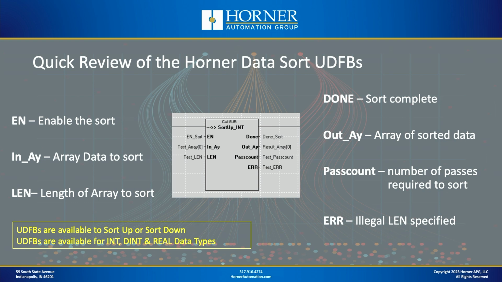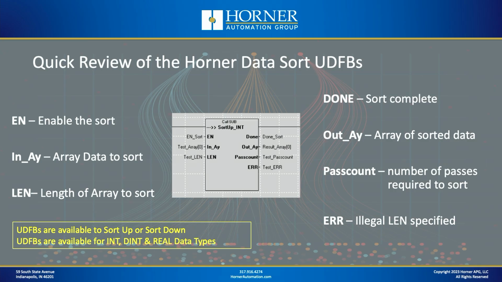This is the last bit of review I'm going to do, and this is an example of one of the existing data sort user-defined function blocks. The one I have on the screen here is a sort up. We have sort up and sort down available. And the one I have on the screen is a sort up of integer data. We also have double integer and real data available to be sorted as well. So on the input side, there are 3 inputs. On the output side, there are 4 outputs.